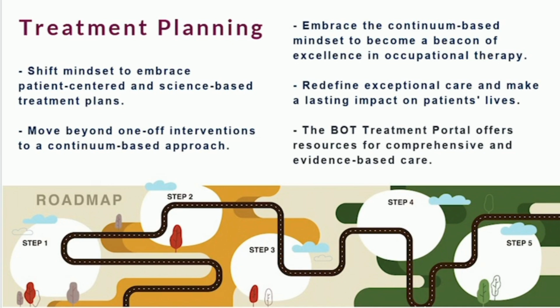So when we're talking about treatment planning, what is an occupational therapy treatment plan? What should it include? And the big idea is to shift your mindset to embrace patient-centered and science-based treatment plans. So we're mixing the two. We talked a little bit about this in another video where we're combining an occupational profile and a clinical profile, making sure that we have a holistic perspective. The same thing is true in a treatment plan.